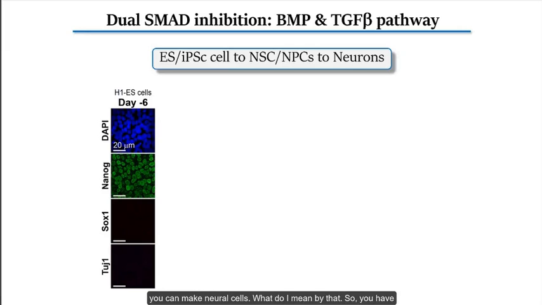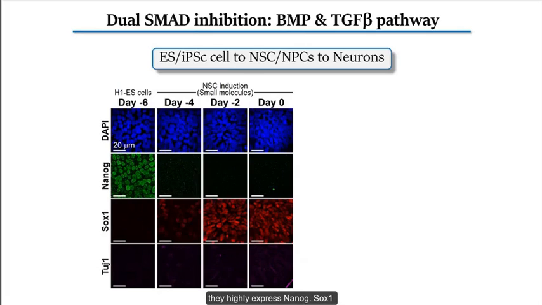What do I mean by that? You have stem cells, as I mentioned before, which highly express OCT4. SOX1 is not expressed in neurons, but it is expressed in NPCs and NSCs, neural stem cells. And TUJ1 is only expressed in neurons. After a couple of days, when we convert these cells into NSCs, you can see high expression of SOX1. So we start from the stem cell stage, when they had zero SOX1 expression, and within 6 days you can make cells that have high expression of SOX1. TUJ1 is still not there yet, but it will come soon.